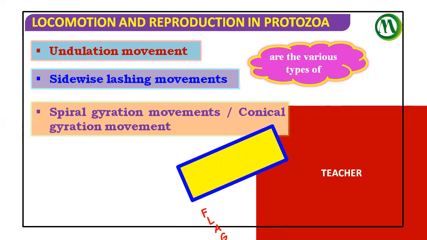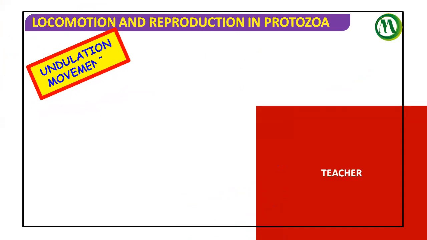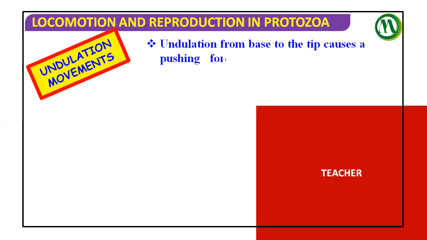There are various types of flagellar locomotion. These are the three various types of flagellar locomotion. Let's start one after another. Undulation. First of all, try to understand the meaning of undulation. Undulation means showing wave-like motion. So here in this case, the flagellum is showing undulations, that you have to understand.